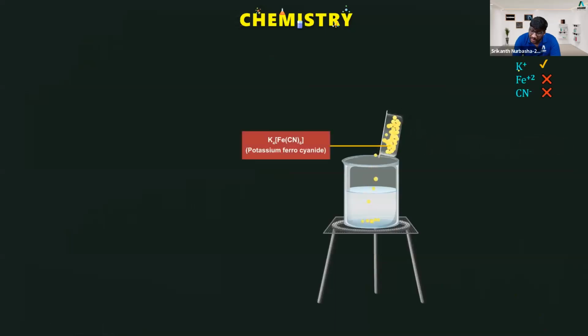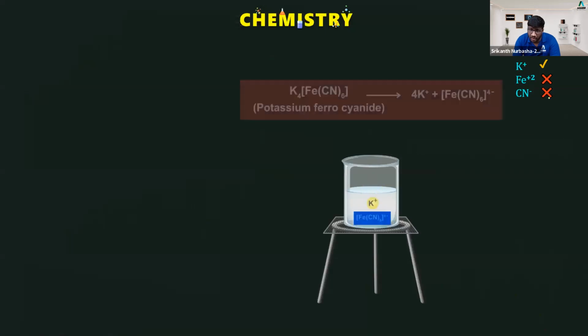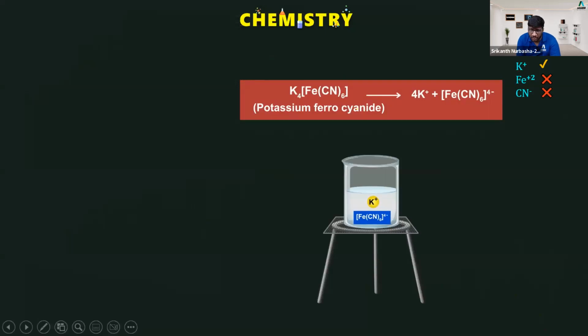So K plus you will get a positive ion test, but Fe plus 2 and CN minus you will not get a positive test. K4[Fe(CN)6], they have already mentioned the name here, potassium ferrocyanide, but we will discuss how to name complex compounds in the upcoming sessions. K4[Fe(CN)6] dissociates to give 4K plus and [Fe(CN)6] 4 minus. The K plus ions will show a positive test because they are present as individual ions, whereas for Fe plus 2 and CN minus you will not have a positive test.